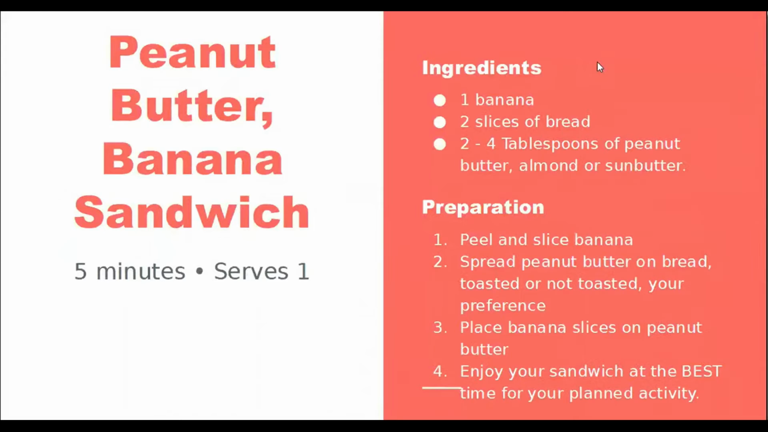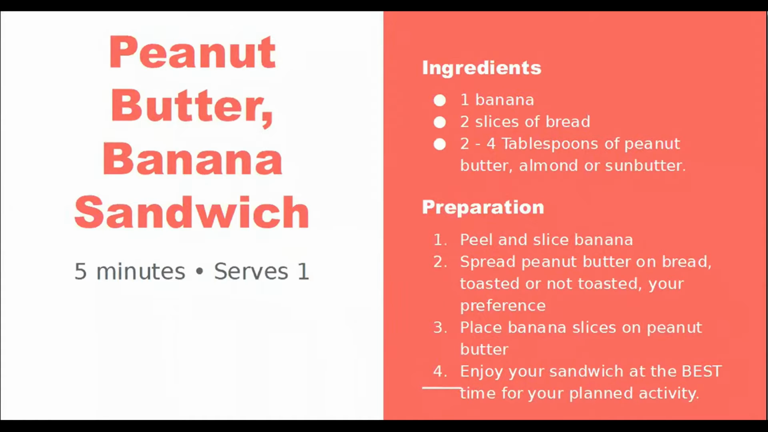So let's go over one sandwich, a peanut butter banana sandwich. Now let me make a note. If you do have a nut allergy and you want to try this, you could try almond butter, cashew butter, or sun butter. You will need 1 banana, 2 slices of bread, and 2 to 4 tablespoons of peanut butter, almond butter, or sun butter.